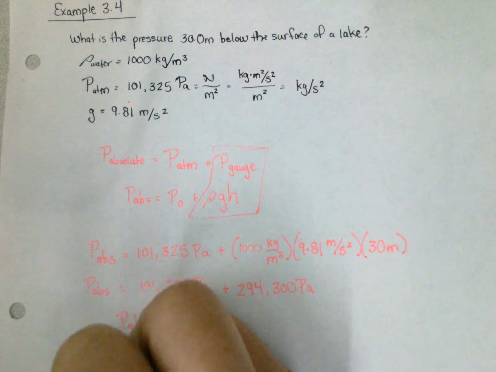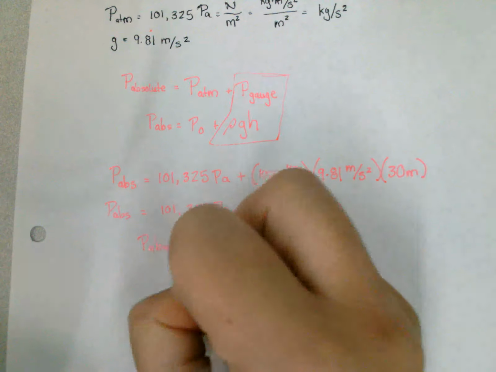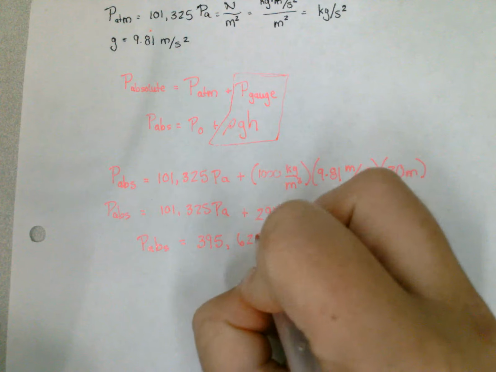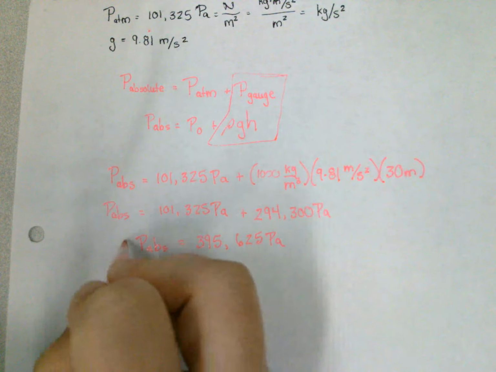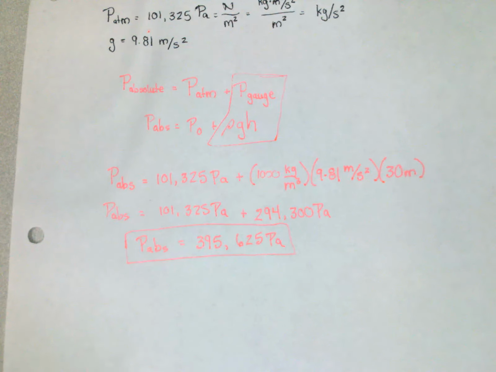And what we'll find here is that the absolute pressure is going to be 395,625 pascals. So this is just a simple example to give you an idea of how to get gauge and atmospheric pressure working together.